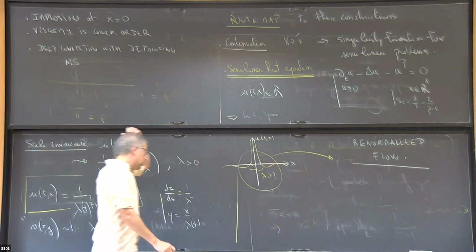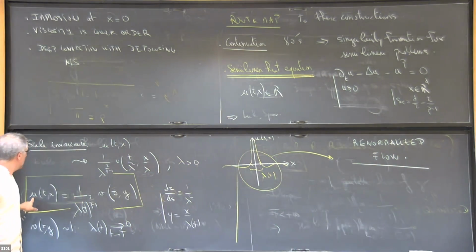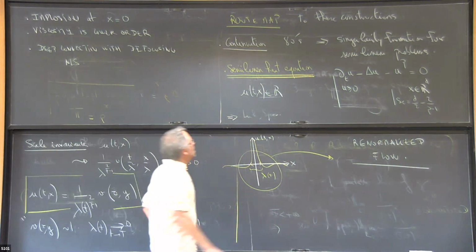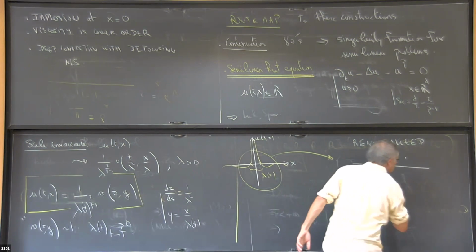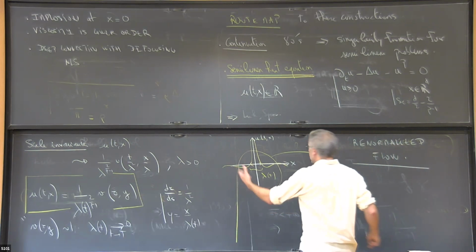Okay, so this is a very simple thing. Instead, you can trade the flow of u for the flow of v, and you can write down what the equation for v is. It's a very simple thing. It will be exactly the same because it's the scaling of the equation.